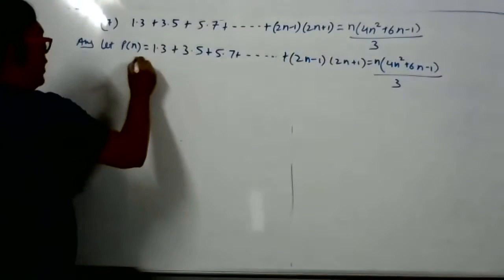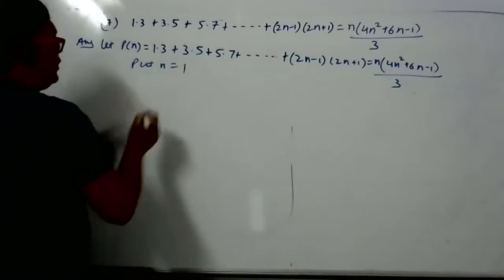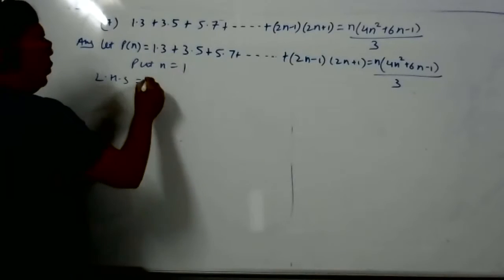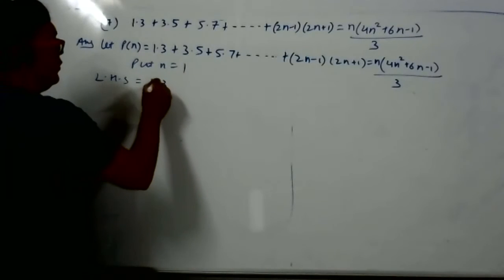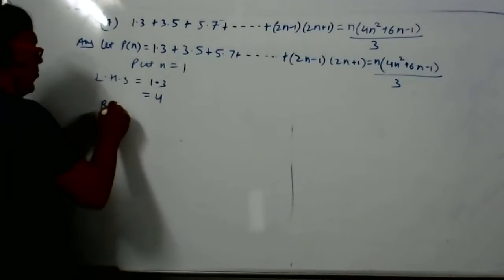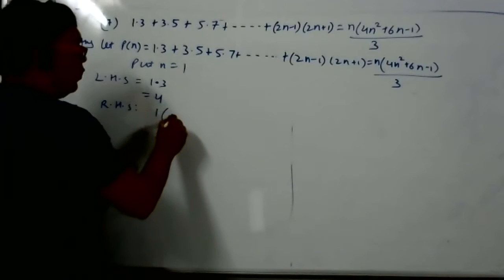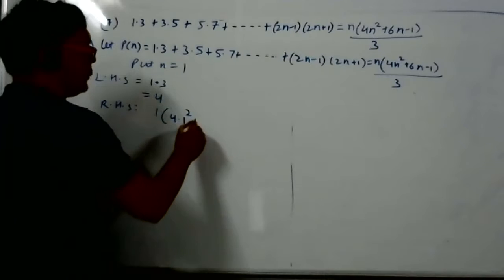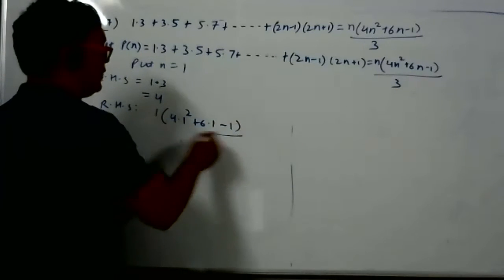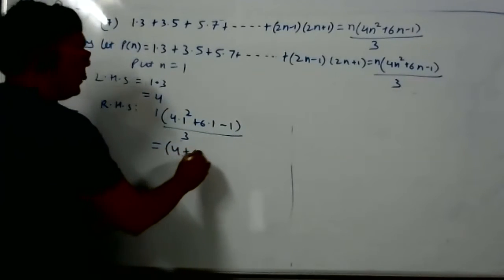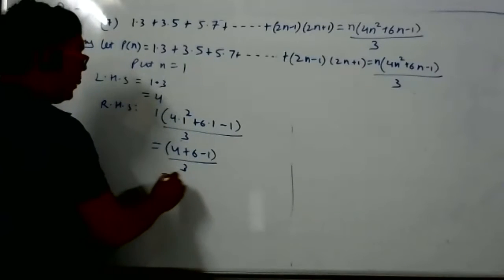Put n is equal to 1. Left hand side, anybody can tell me what is the left hand side? First term, 1 into 3, which is 3. What is the right hand side? Very simple, in the place of n substitute 1. 1 into 4 into 1 square plus 6 into 1 minus 1 by 3. So it will become 4 plus 6 minus 1 by 3, which is 9 by 3.